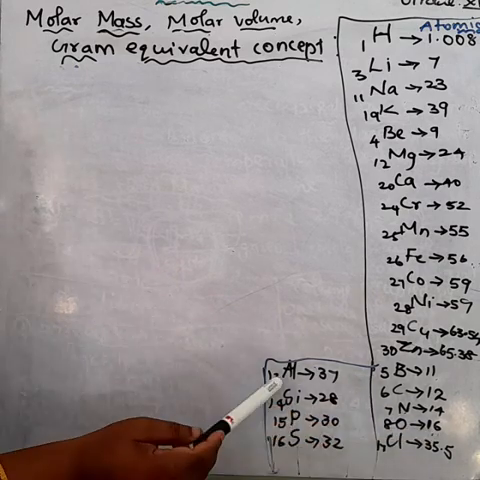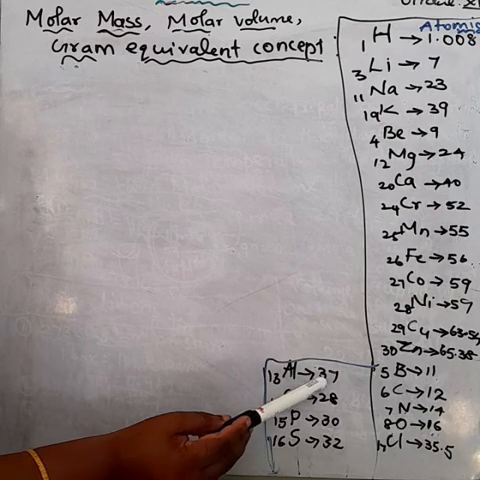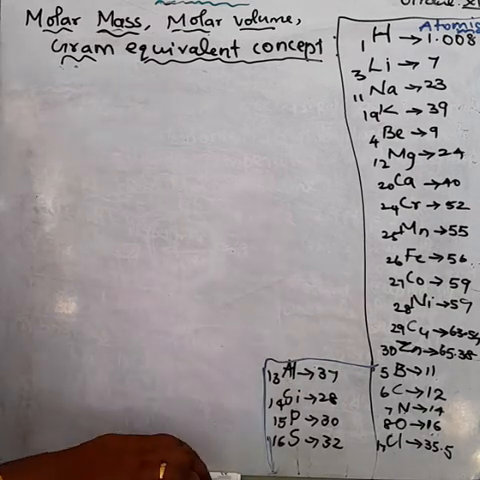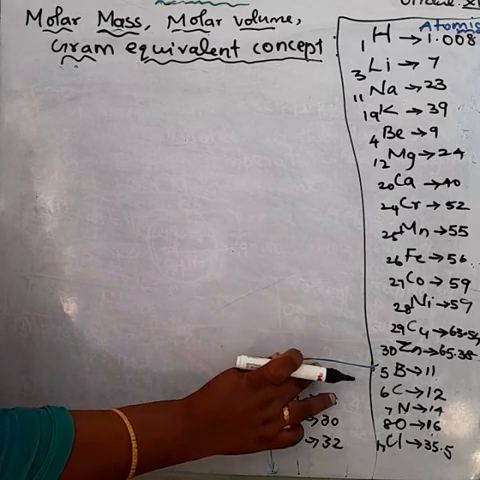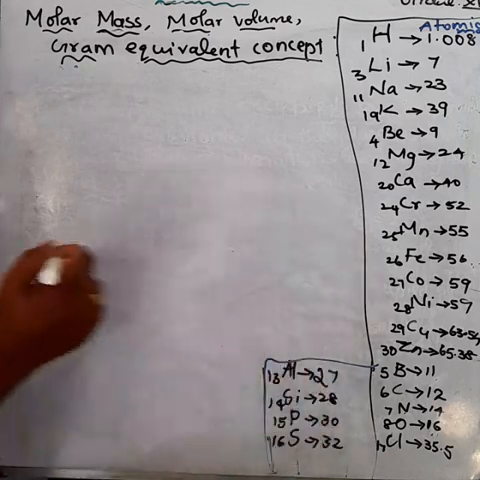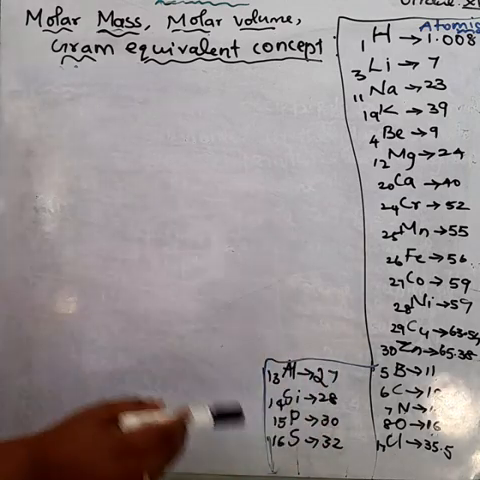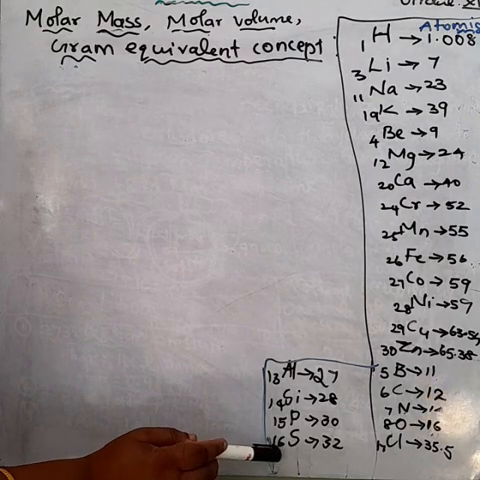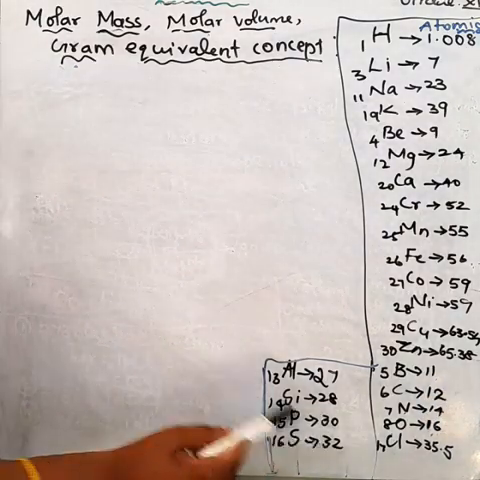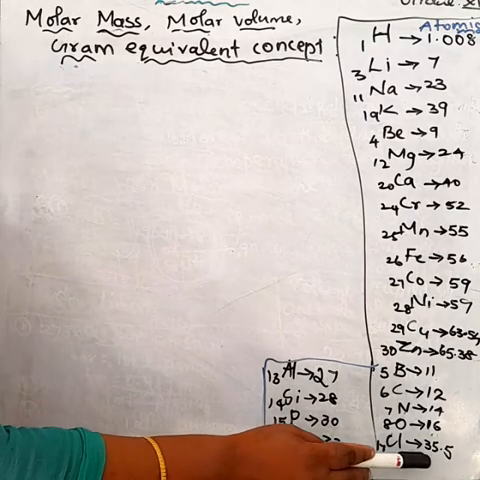Aluminium atomic number 13, atomic mass 27. Silicon atomic number 14, atomic mass 28. Phosphorus atomic number 15, atomic mass 30. Sulfur atomic number 16, atomic mass 32. Chlorine atomic number 17, atomic mass 35.45.